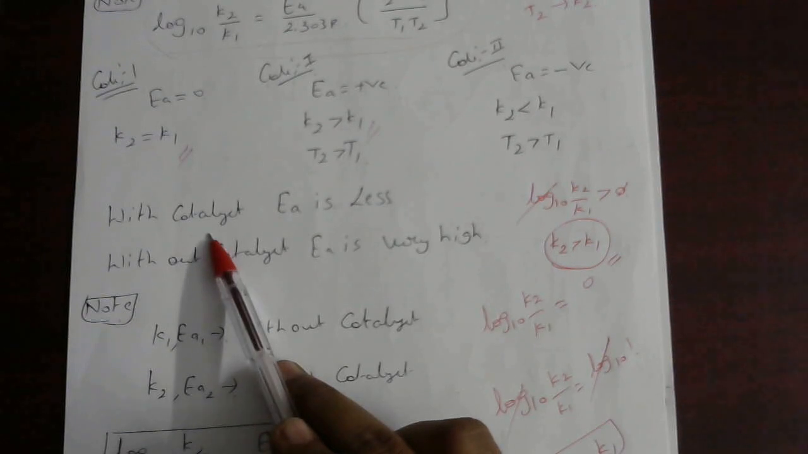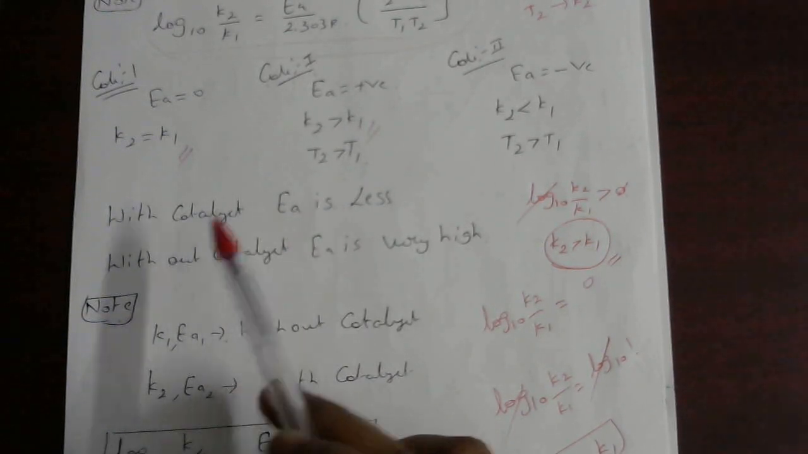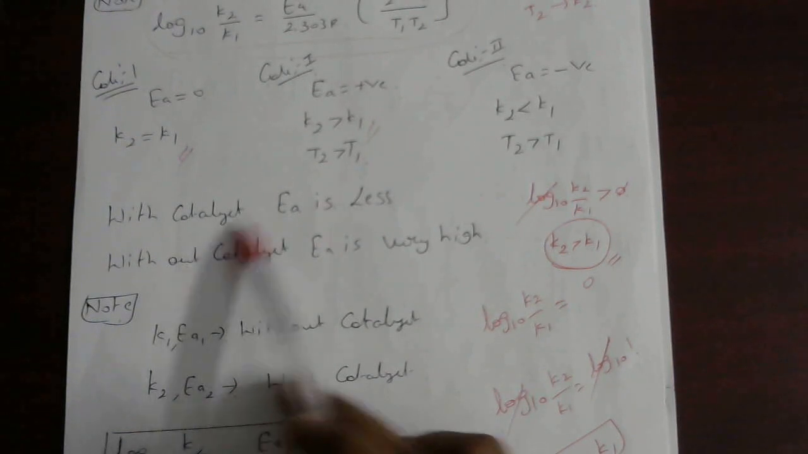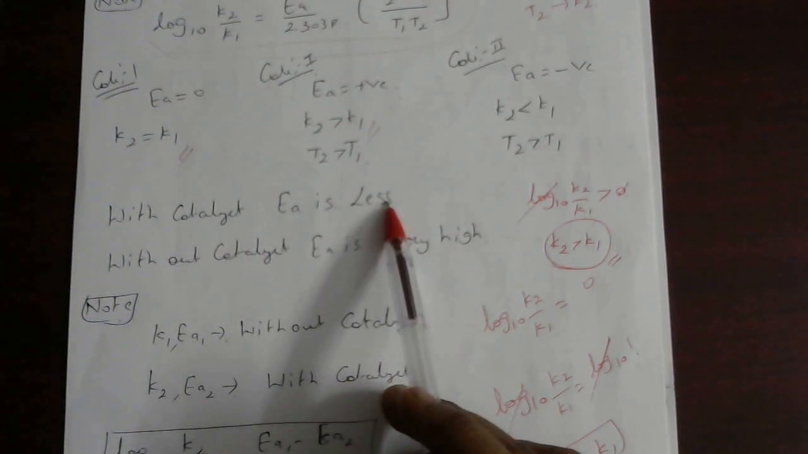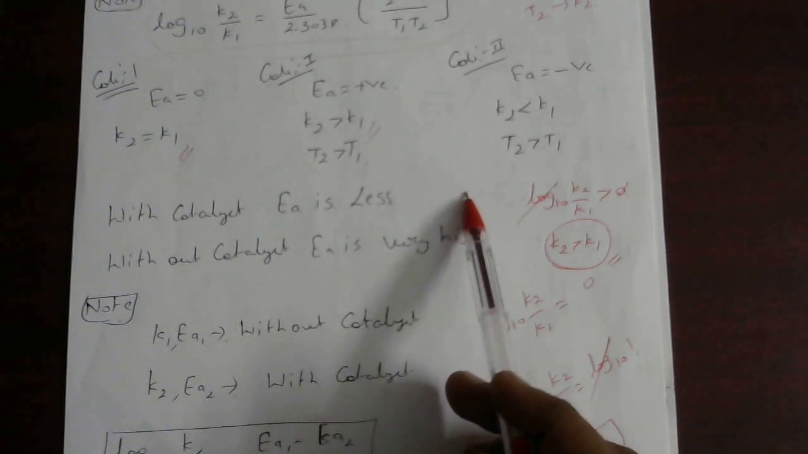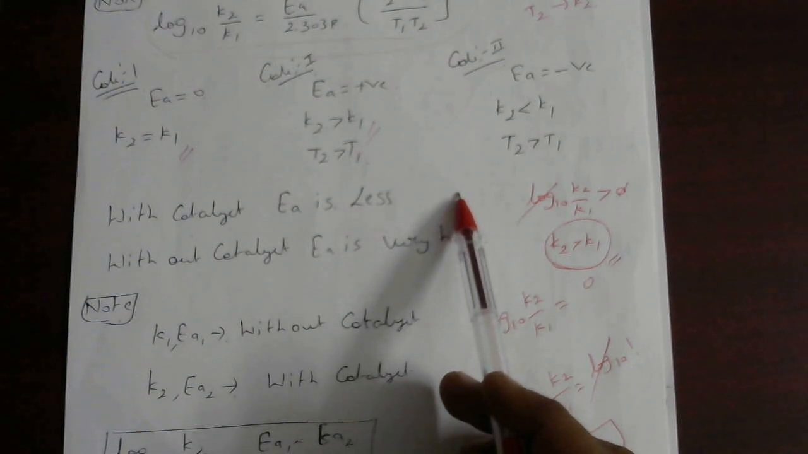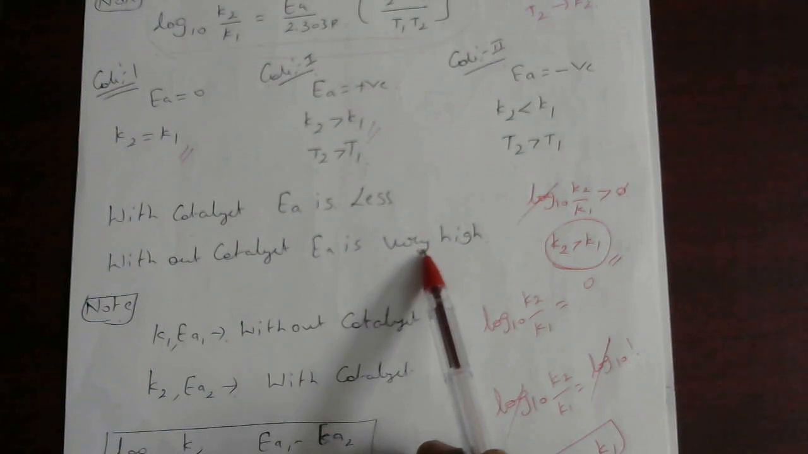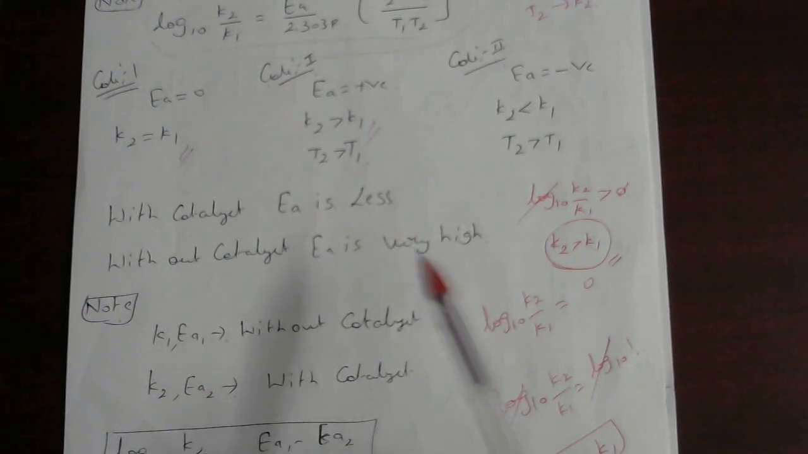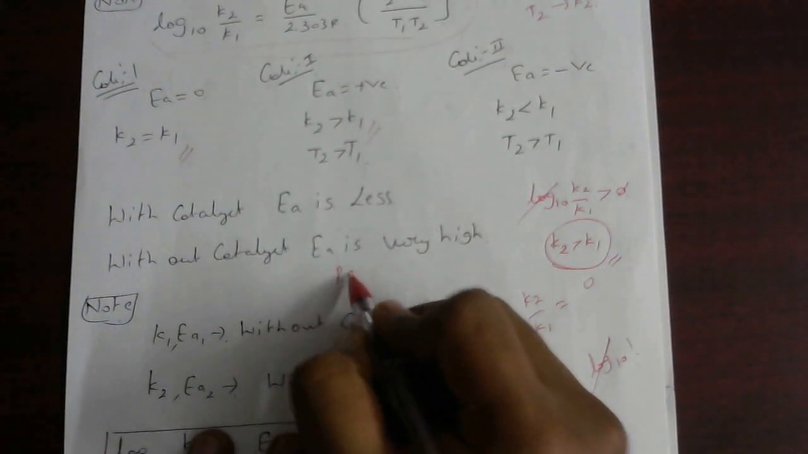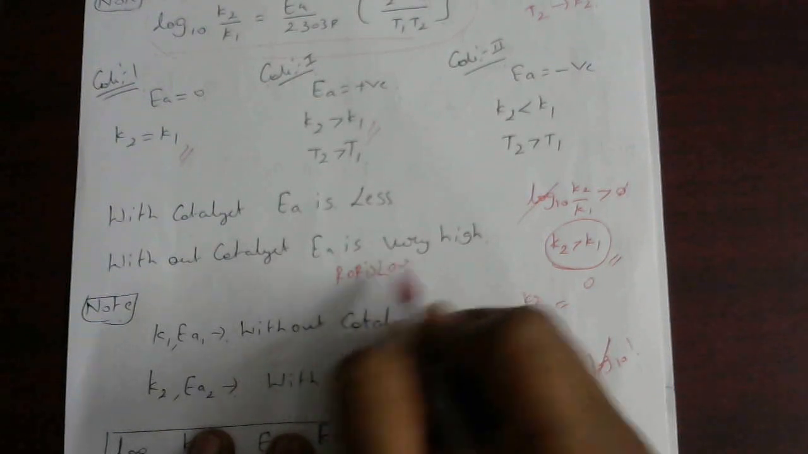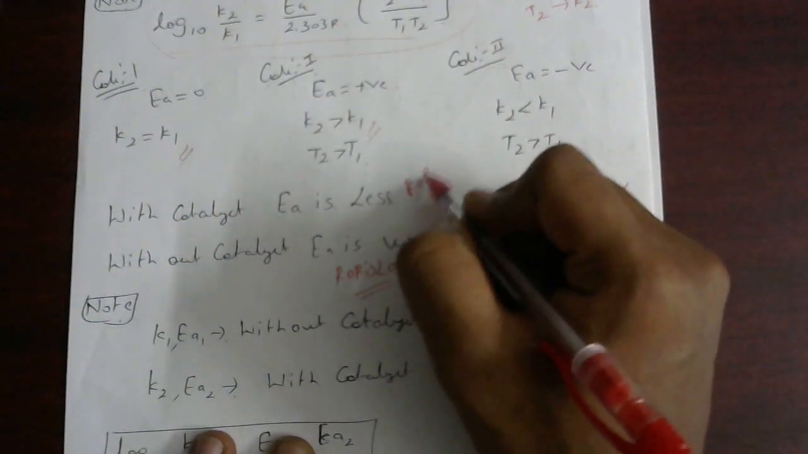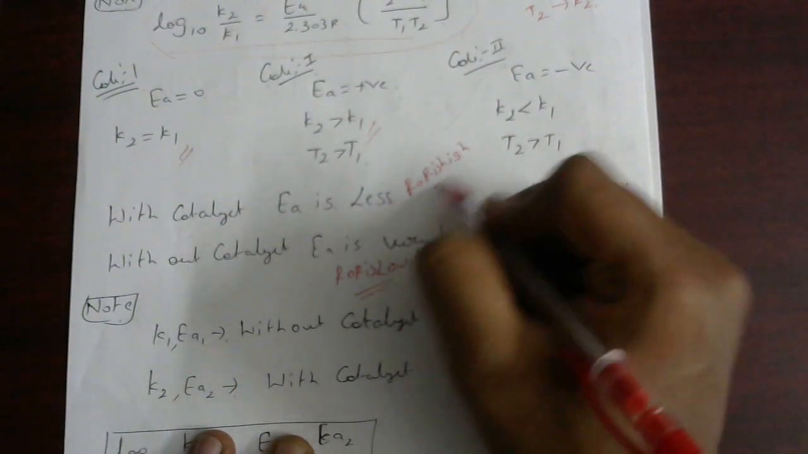If you keep catalyst in a reaction, if you do the reaction with respect to catalyst, activation energy will be very, very less and rate of reaction will be very, very high. Okay. And without catalyst, activation energy is very high and rate of reaction is very low. Rate of reaction is low here and here rate of reaction is high. Try to remember, guys.